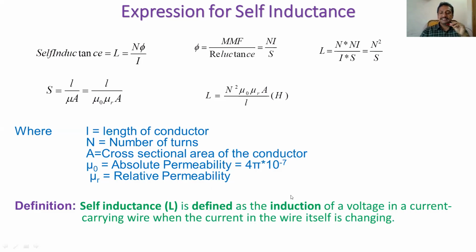And what is the definition of self-inductance? Self-inductance is defined as the induction of a voltage in a current-carrying wire when the current in the wire itself is changing, which contains only a single winding. In that winding, when the excitation is applied, due to this voltage, current will flow through that winding itself. Then flux is produced, and due to that flux, inductance is developed. That inductance is called self-inductance.